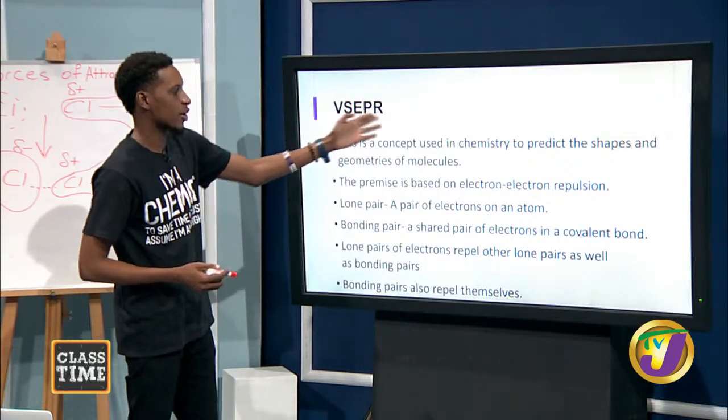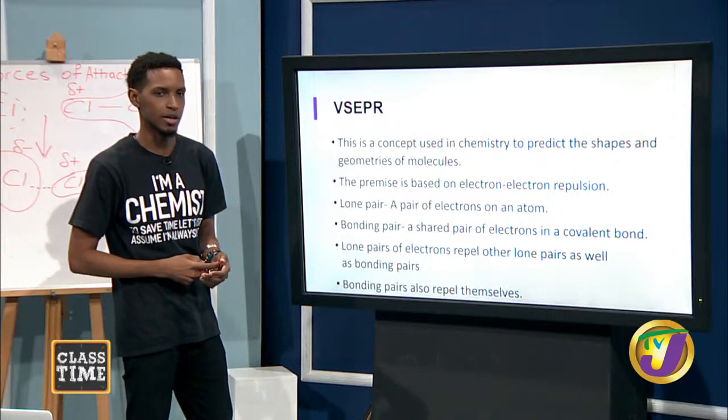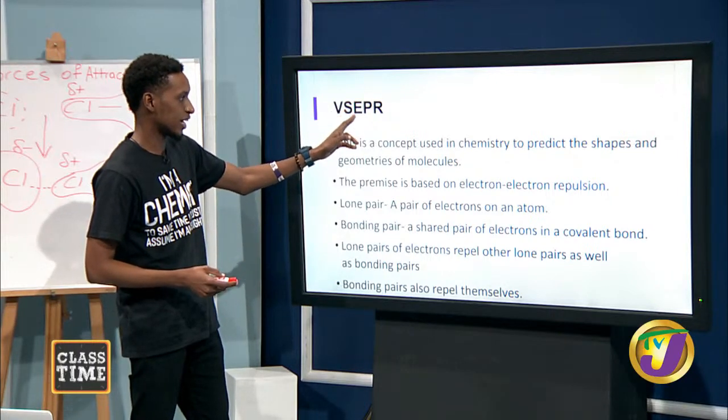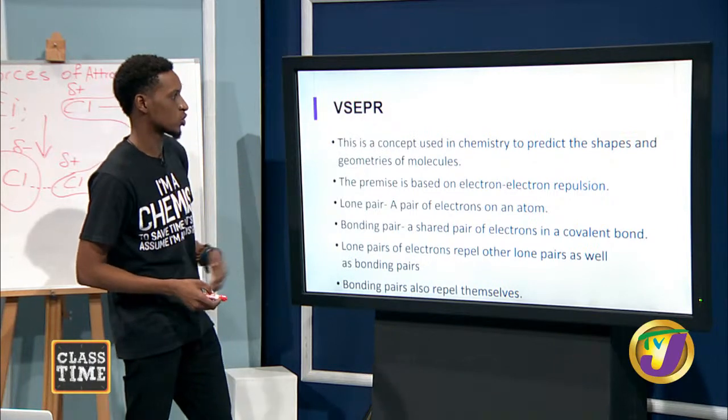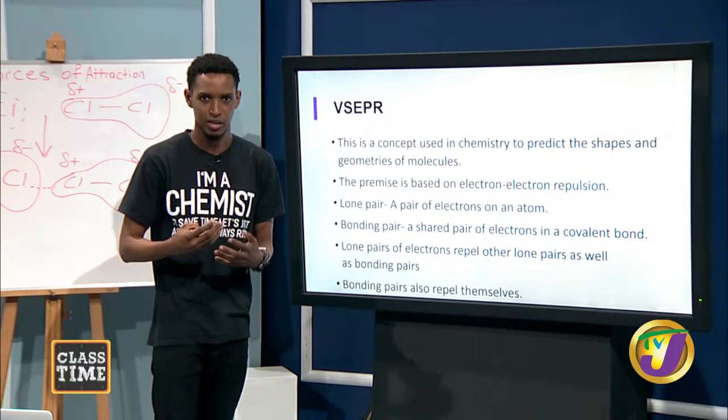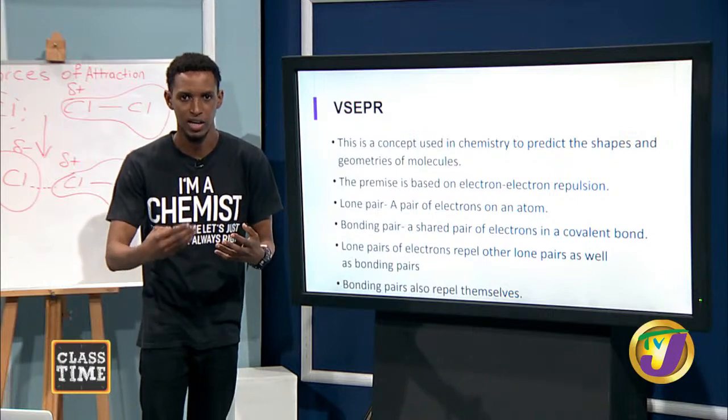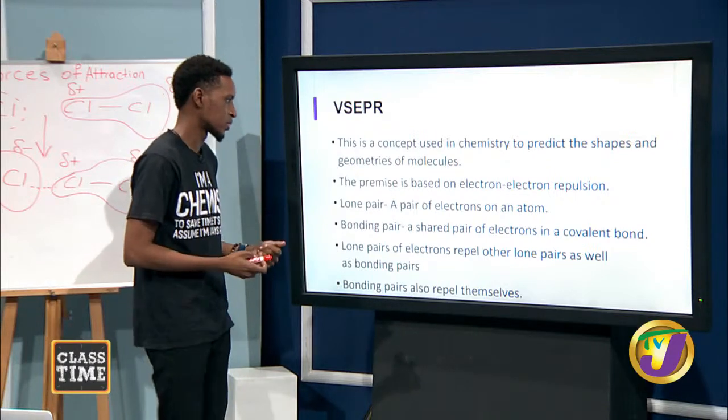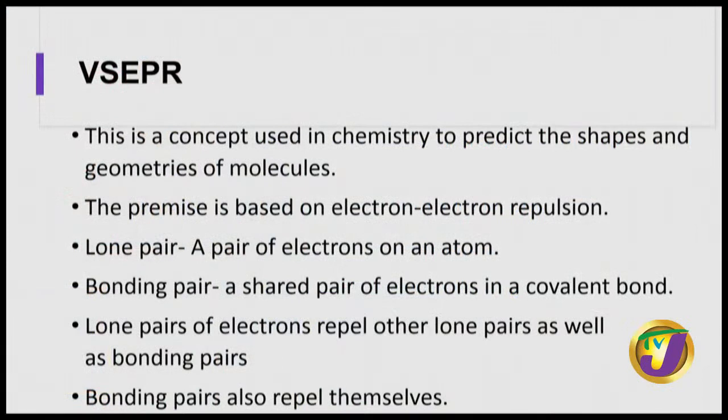So we'll just shorten it and call it VSEPR. And it's valence shell electron pair repulsion. So you have to bear in mind that electrons repel other electrons, right? And this is a concept used in chemistry to predict the shapes and geometries of molecules. The premise is based on electron-electron repulsion, which I just mentioned, and it's in the name, valence shell electron pair repulsion theory, right?